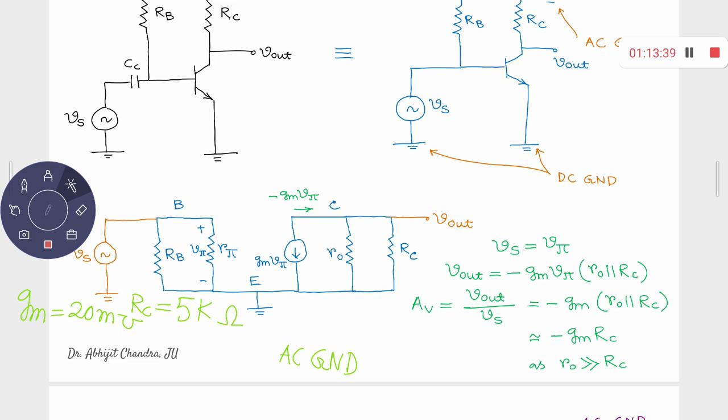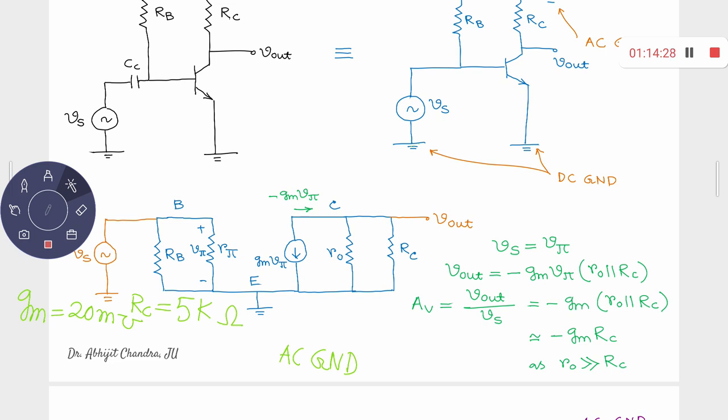Take some hints from your BJT biasing. The fixed bias circuit we have discussed. What is the problem associated with the fixed bias circuit? The Q point was not stable. Similarly, the gain that you have obtained over there is also not stable. Why not stable? Because it's a function of gm.